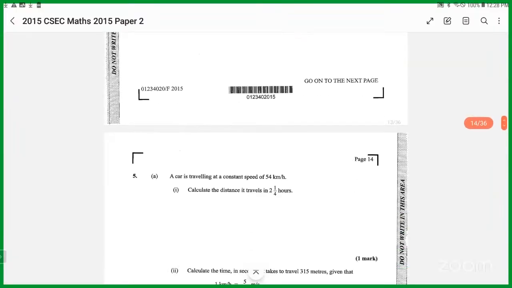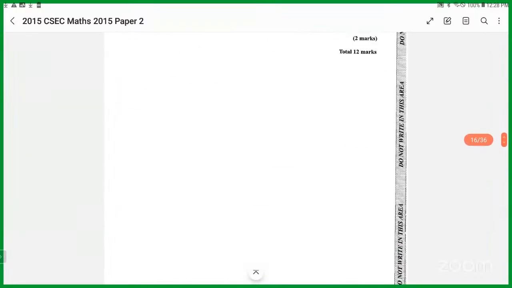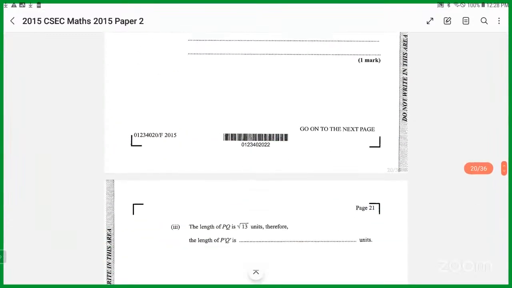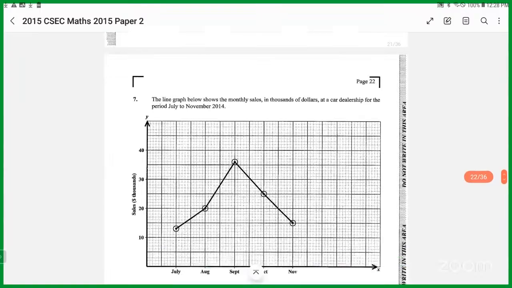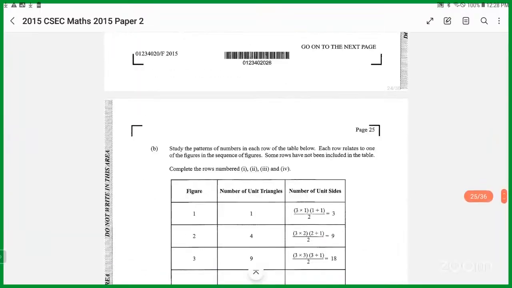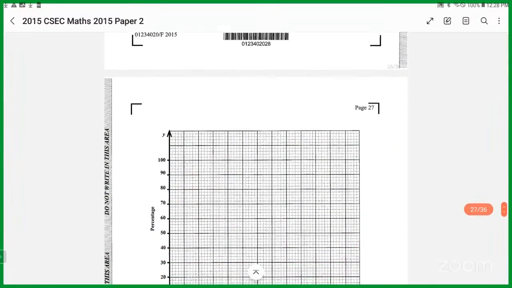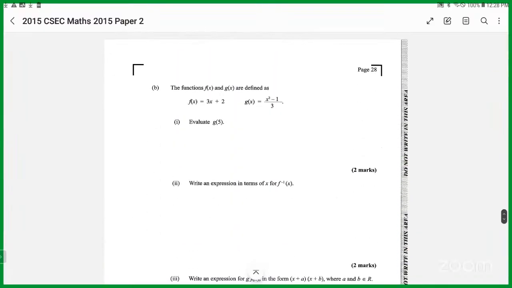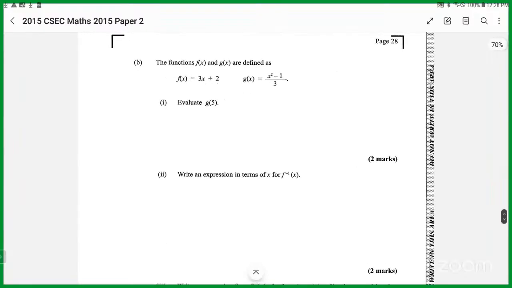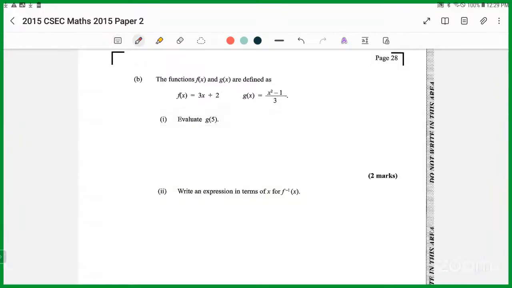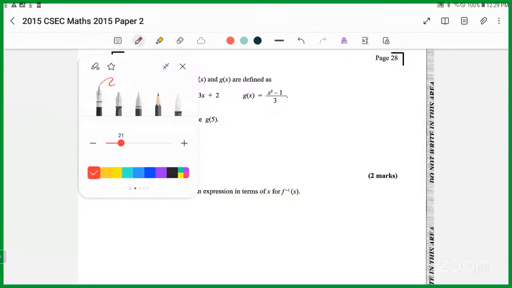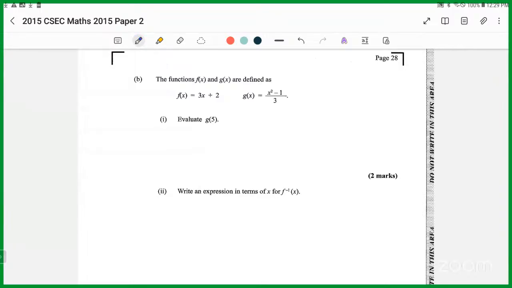So it's not this one. So I guess this one is in section 2 then. Let's see. If not in section 1, then it can be in section 2. There you go. See that? So it can come in section 1 and come in section 2. Looks like in more recent times it's coming in section 1, because 2015 is our old syllabus.